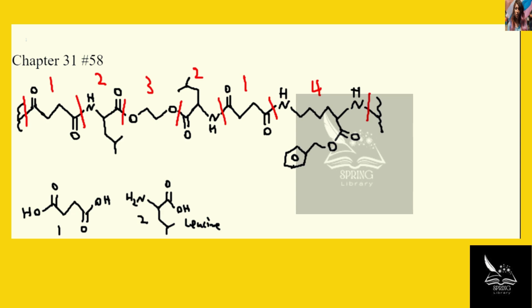Okay, so then monomer number 3 is going to be a diol. So it's actually ethylene glycol. So 2 carbons, 2 alcohols. So there's our ethylene glycol, number 3.